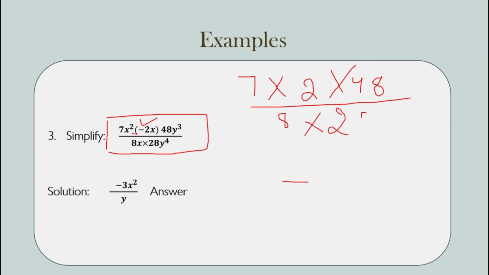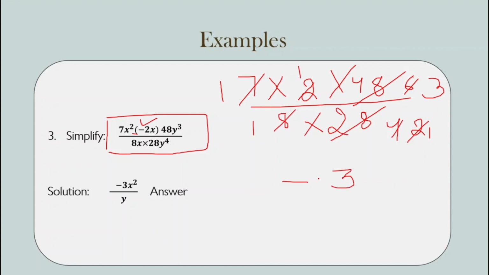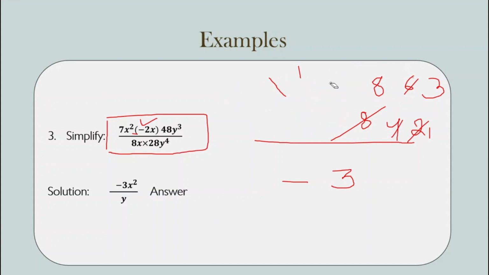Cancel those numbers which you can cancel. So as we know, 8 times 1 is 8 and 8 times 6 is 48. Similarly, 7 times 1 is 7 and 7 times 4 is 28. Now 2 times 1 is 2 and 2 times 2 is 4. And 2 times 1 is 2 and 2 times 3 is 6. So in the numerator we are left with just 3. 1 times 3, which is 3 only, right? In the denominator there is no number left. 1 times 1 is 1 only. That's how after solving for the numbers we are left with just minus 3.